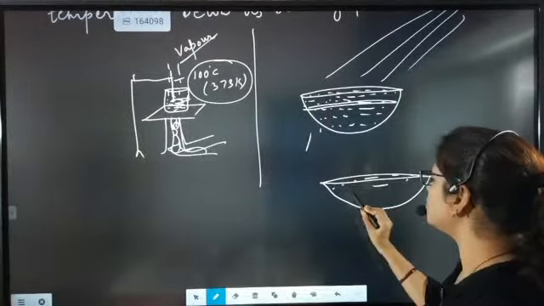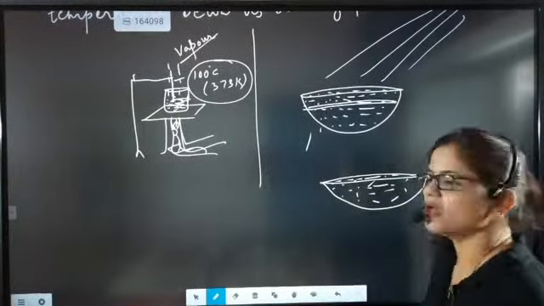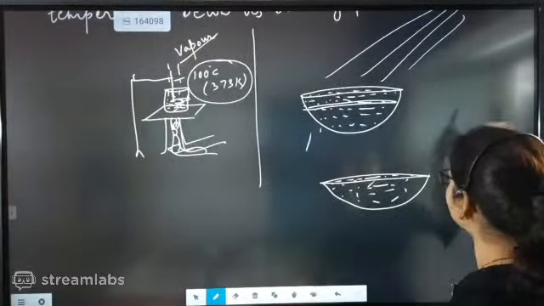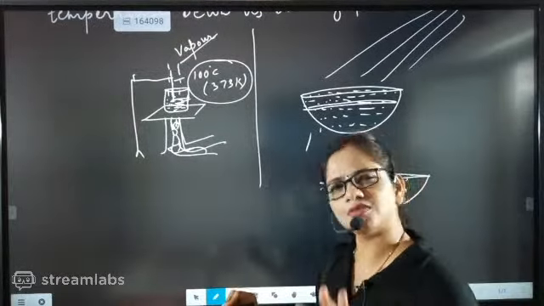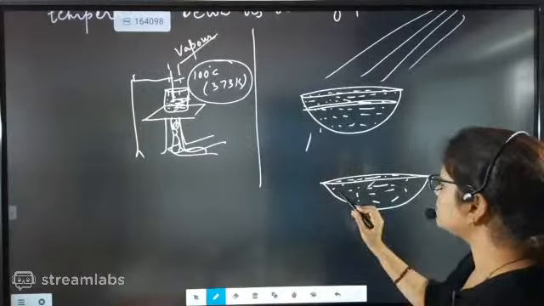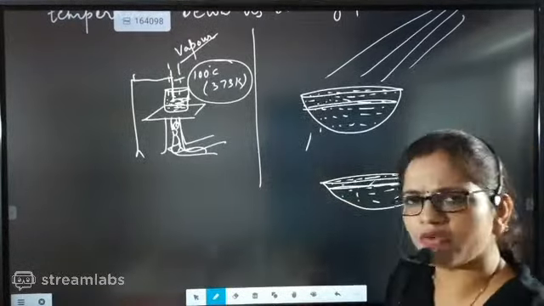Again I filled the bowl fully. I'm keeping it for the birds who are coming, but no birds are coming, and today it is not sunny, it is not a very hot day, it's a normal day. So after 2-3 hours I came again, and I saw that in the absence of heat also some water got evaporated.